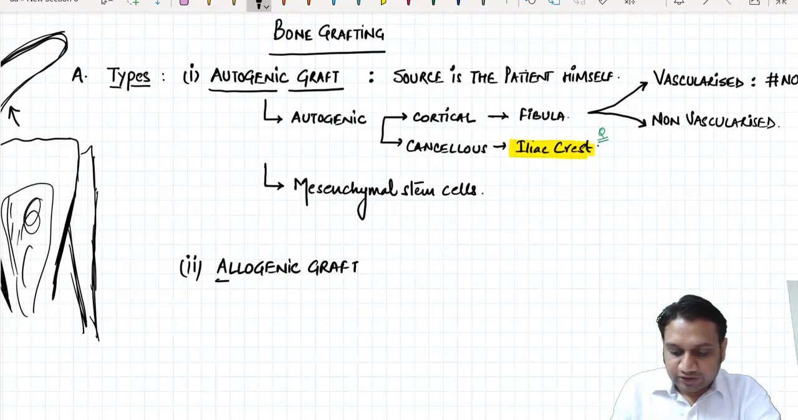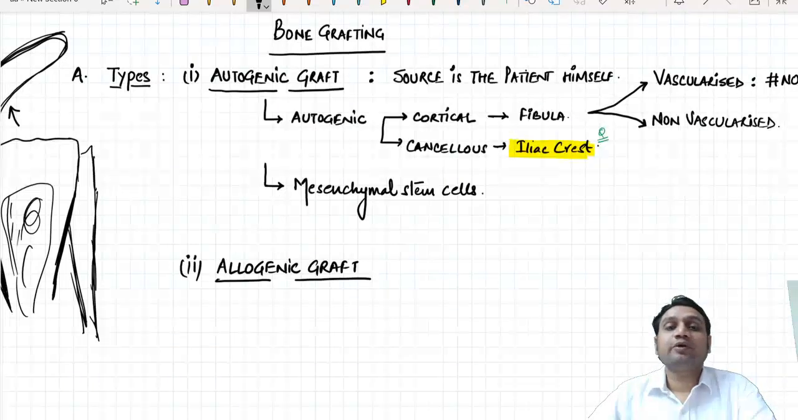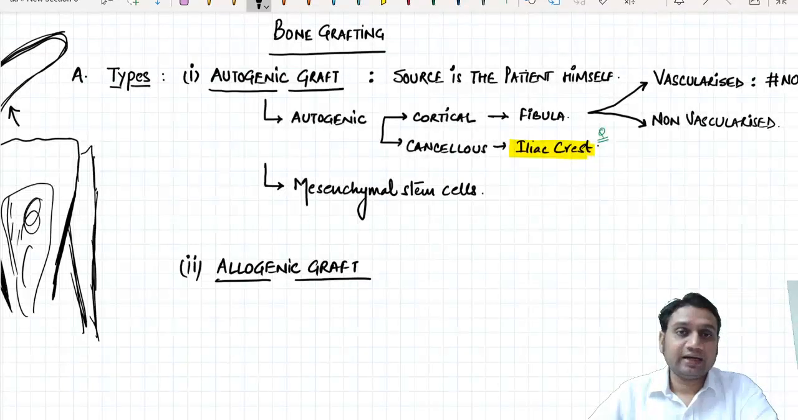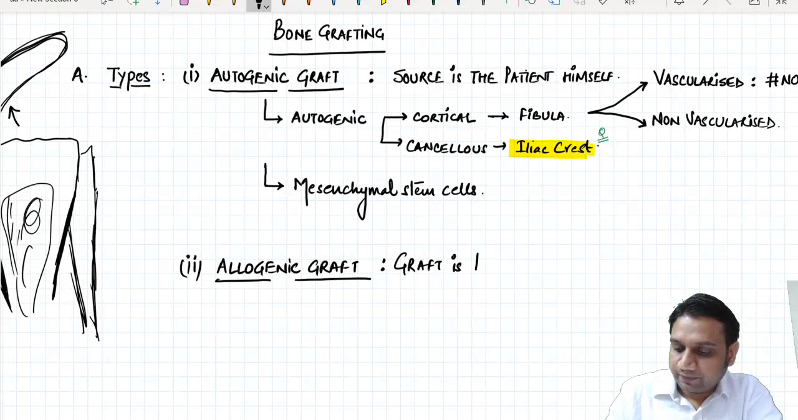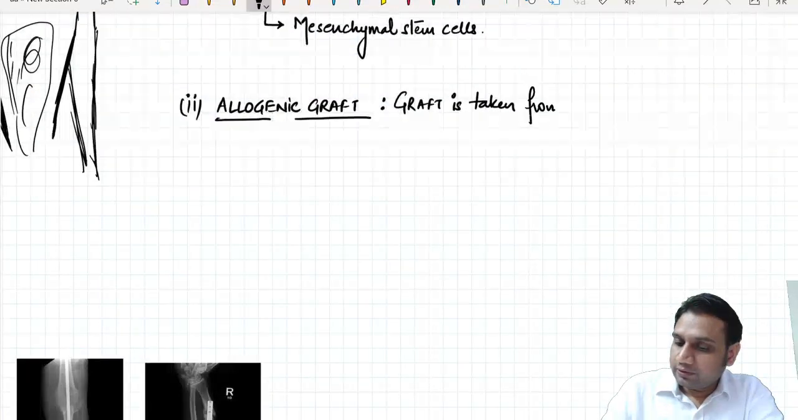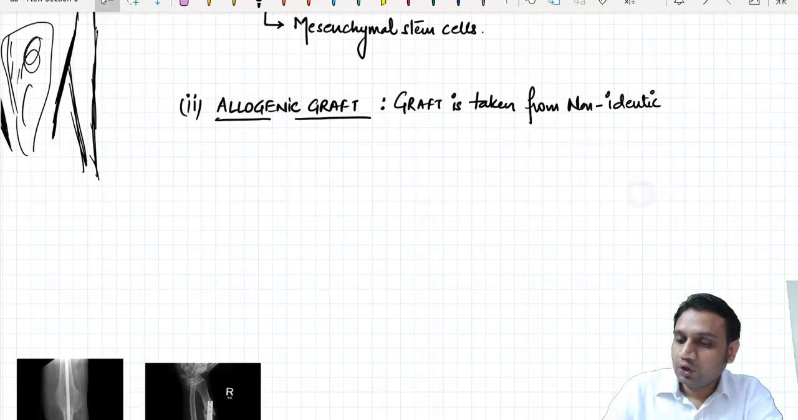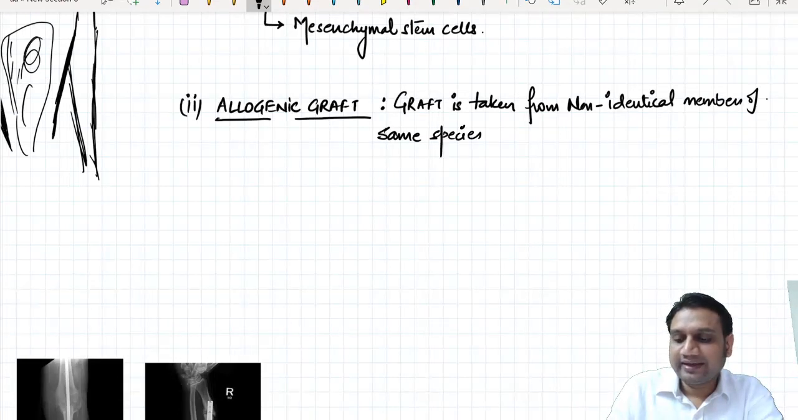Allograft, or allogenic graft, simply means the graft is taken from a member of the same species, from non-identical members of the same species, and they may be living or they may be cadaver.